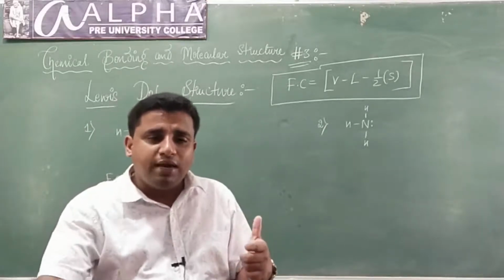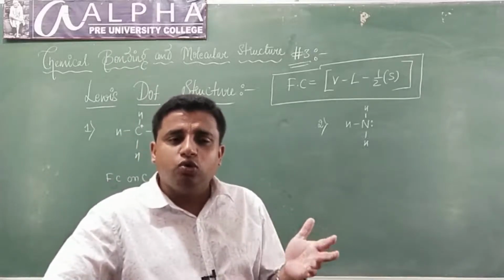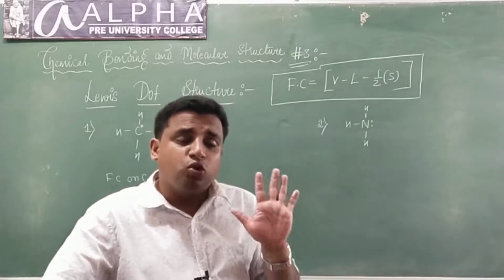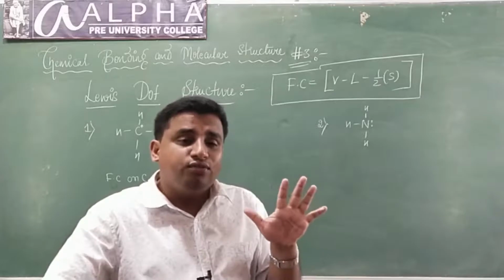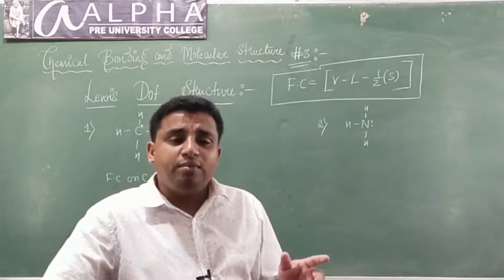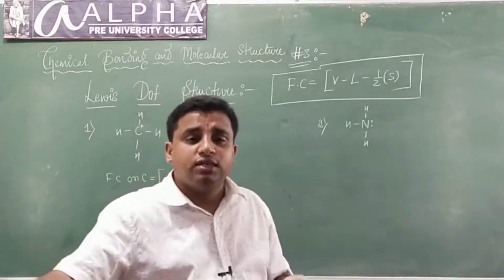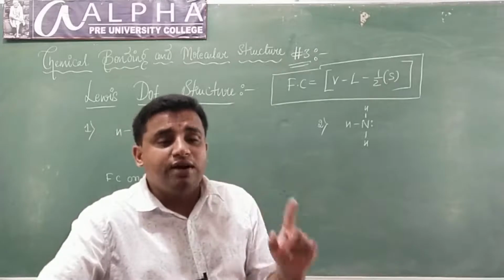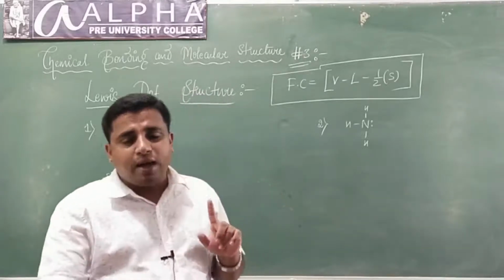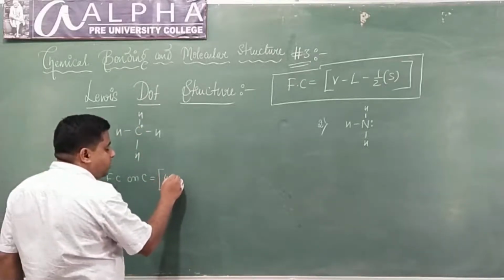Boron family, 13th group, total number of valence electrons 3. Carbon family, 14th group, total number of valence electrons is 4. Nitrogen family, 15th group, total number of valence electrons is 5. For the oxygen family, 16th group, total number of valence electrons will be 6. For the halogen family, that is the 17th group, total number of valence electrons will be 7. So carbon family means 14th group, so the total number of valence electrons will be 4 minus.